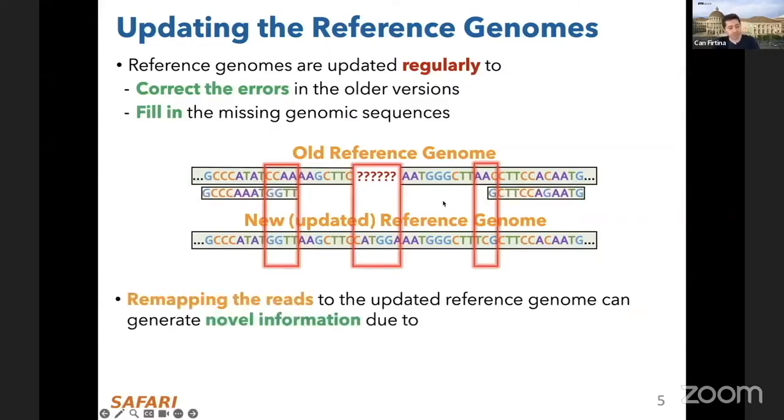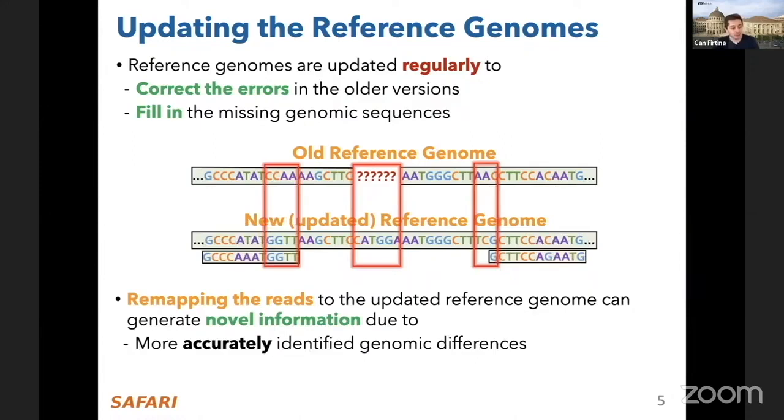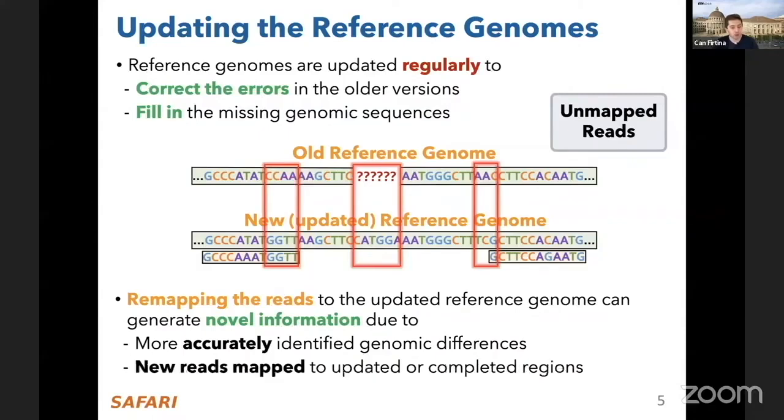So remapping the reads to the updated reference genome can generate novel information because we can now more accurately identify the genomic differences in case there was some inaccuracy in the old reference genome, right? And we can now also map the previously unmapped reads to the new reference genome in case we're filling in the missing genomic sequences, or by correcting the potential errors that were present in the old reference genome, but are no longer present in the new reference genome.